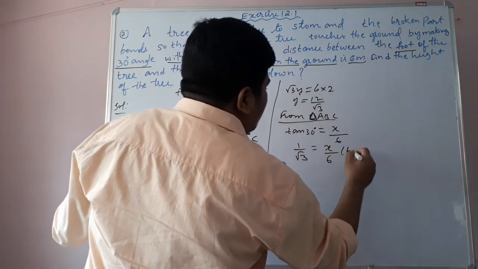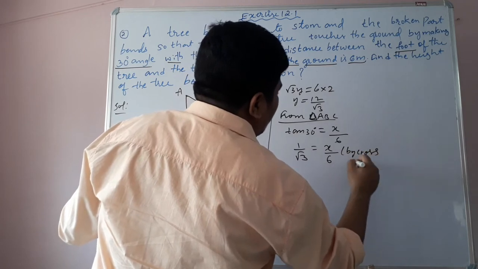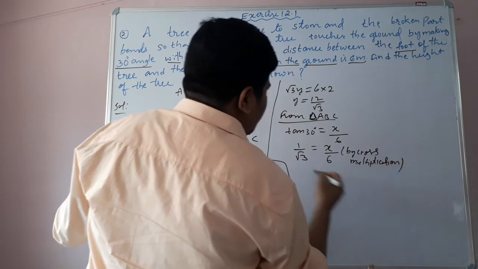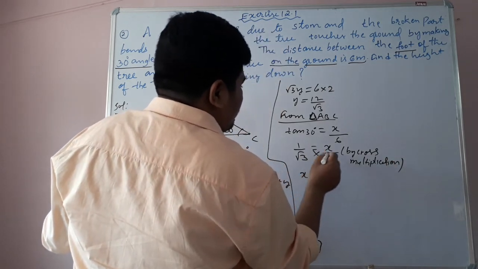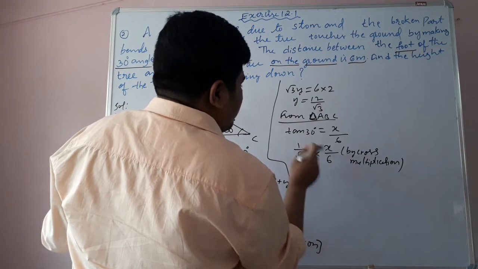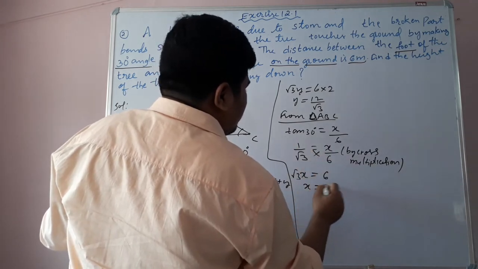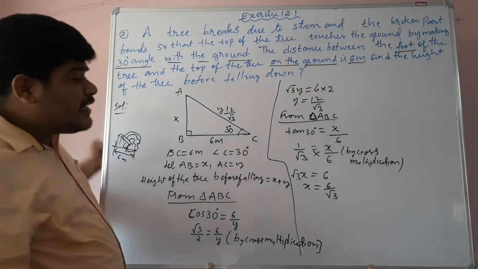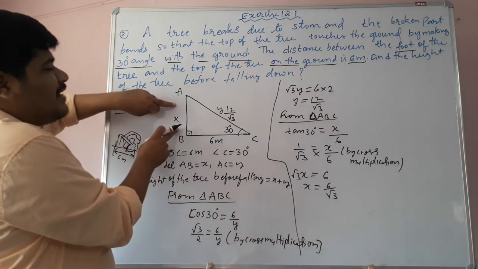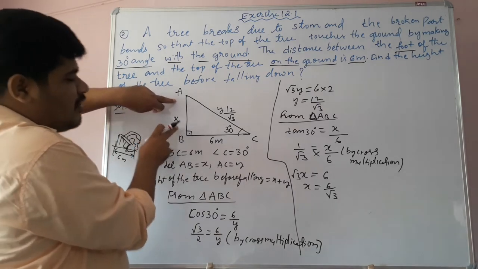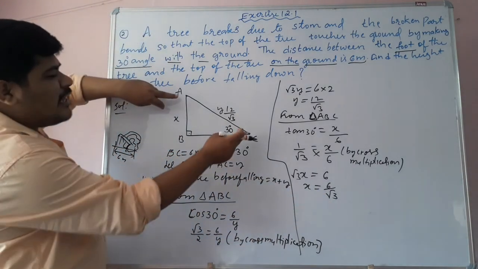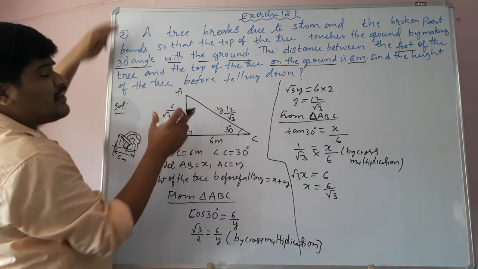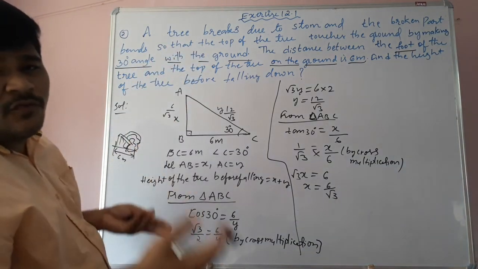So again by cross multiplication, what we can write? x into root 3, that is root 3x, is equal to 1 into 6, 6. So x is equal to 6 by root 3. So now students, we can find the height of the tree before fallen, because AB is x, that value we got as 6 by root 3, and value of AC is y, we got it as 12 by root 3. So by adding these two values, we will get total height of the tree before falling down.